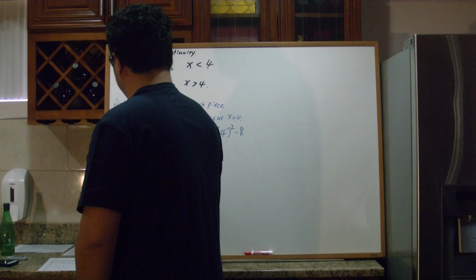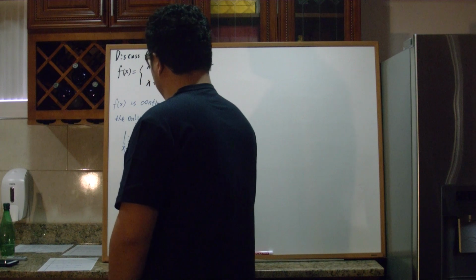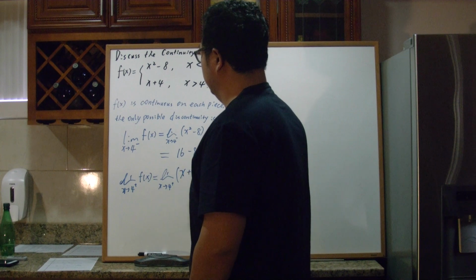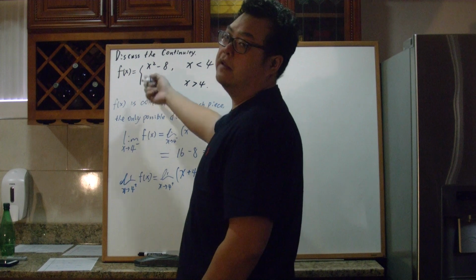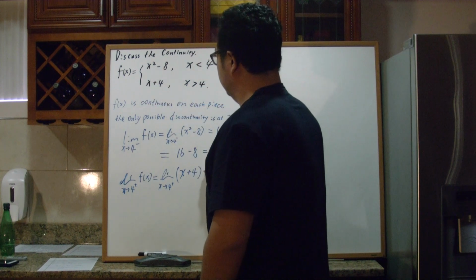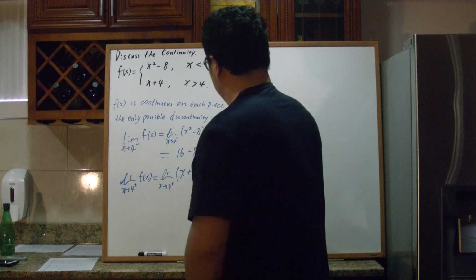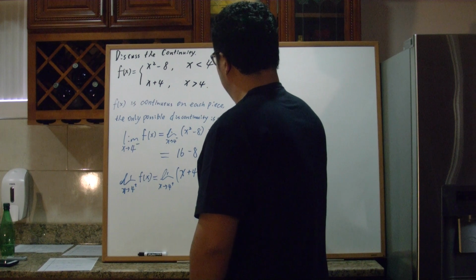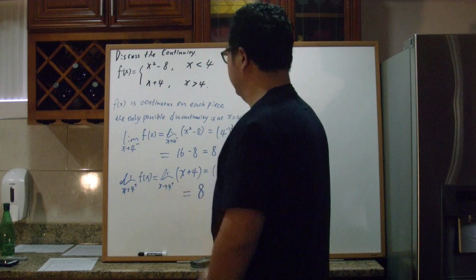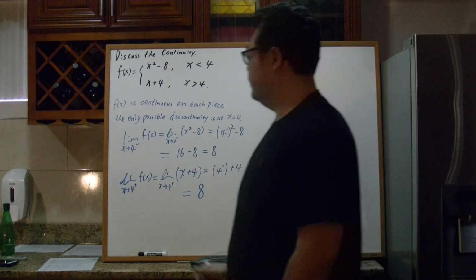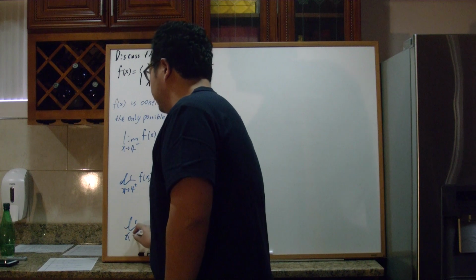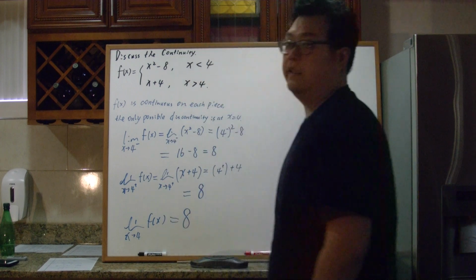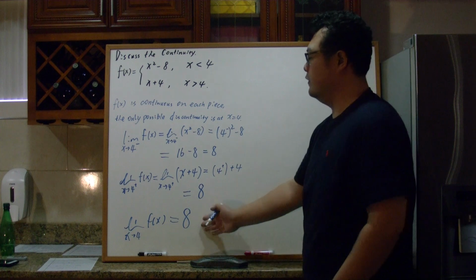From the right side, it is the function defined as x plus 4 when x is bigger. Approaching from the right is approaching along the path of x plus 4. So when we substitute in, we get 4 plus 4, and that is 8. So therefore the limit of f of x as x approaches 4 equals 8. That's how we find the limit.